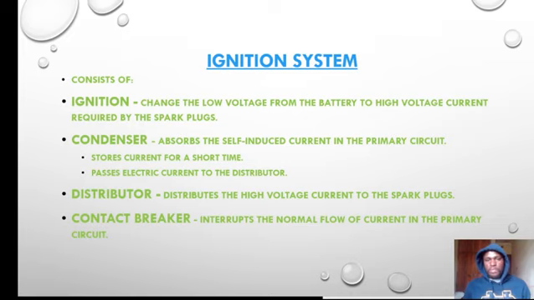Remember, we have several spark plugs, and these plugs will ensure that there is sparking at every spark plug for the power stroke. So in this case, the distributor will ensure that the high voltage is distributed across all the spark plugs. And then lastly is the contact breaker, and this one interrupts the normal flow of current in the primary circuit. If the current is flowing continuously, we don't want it to flow normally because we want to convert the voltage into high. Therefore it will interrupt the normal flow to bring about the ignition flow.